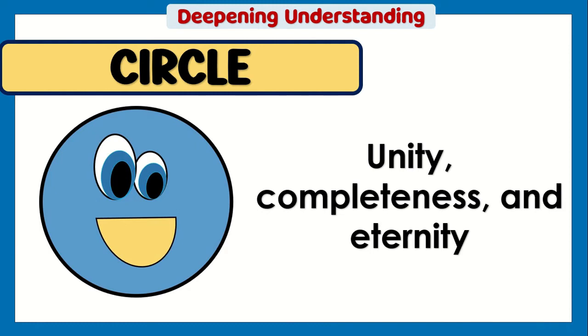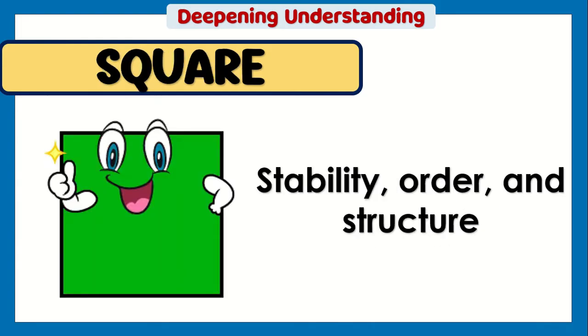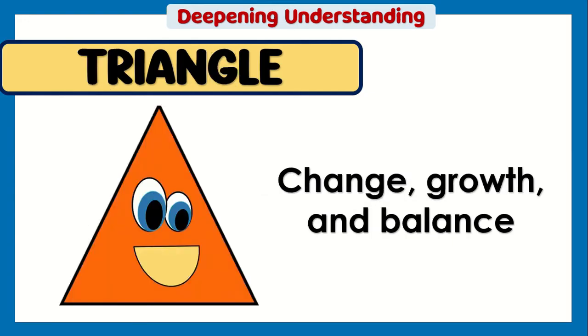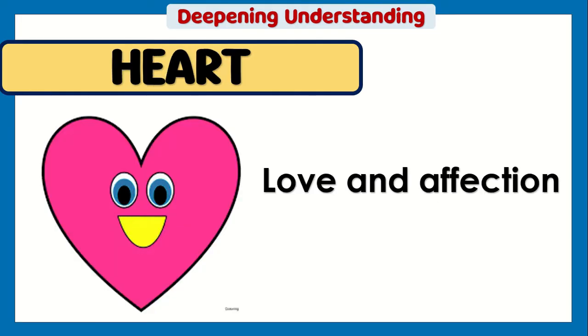For circle, it symbolizes unity, completeness, and eternity. For square, it symbolizes stability, order, and structure. Triangle: change, growth, and balance. Heart: love and affection.